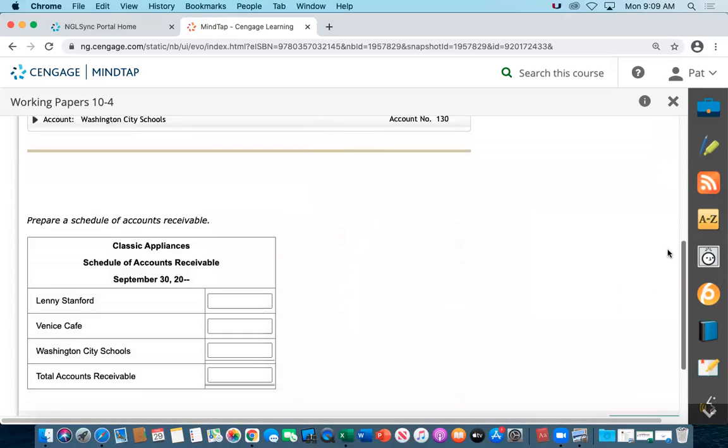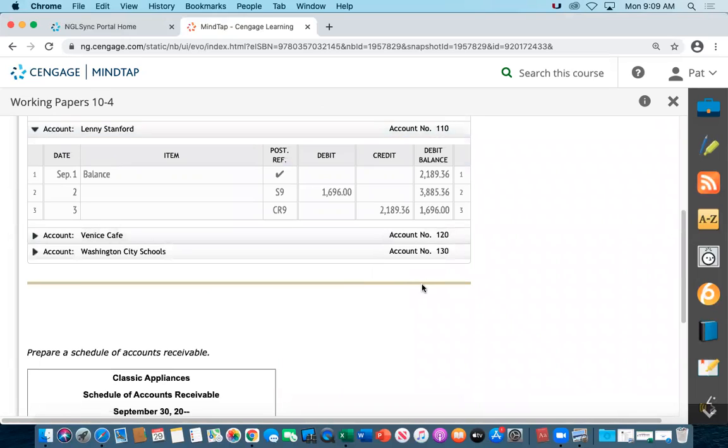Then accounts receivable is just putting our totals. I got accounts receivable, so I can just do this. On your own.